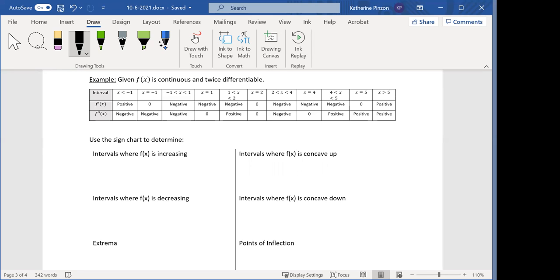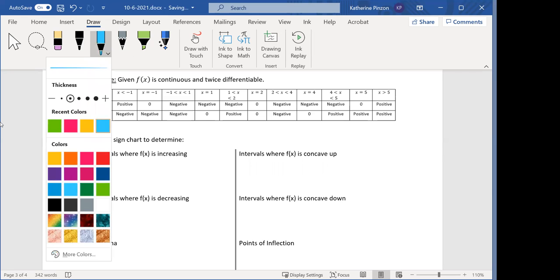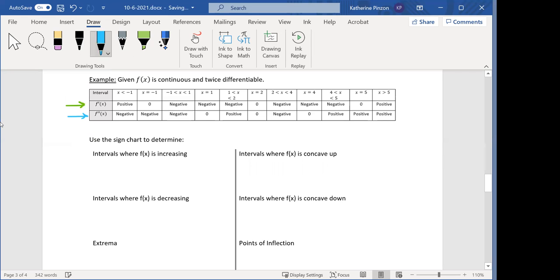From before -1, this row here is my first derivative row. And then the row below that is my second derivative row. Before -1, the first derivative is positive. What does that tell you about the function if the first derivative is positive? It's increasing, right? Before -1, the second derivative is negative. What does that tell you about the function? Concave down, right?